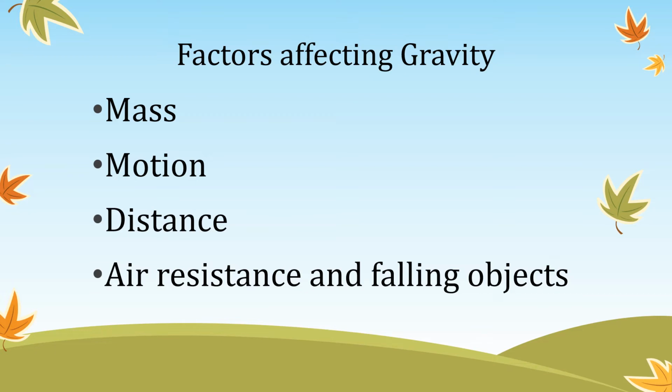We say that gravity pulls everything down. But why is it, according to your pictures earlier, that the stone and the feather didn't fall at the same time, even if we have the same gravity? Okay, why is it that the man going uphill is slower than the lady going downhill? Those are the factors affecting gravity. Let's have the first one, mass.